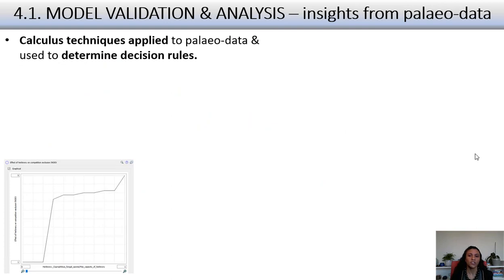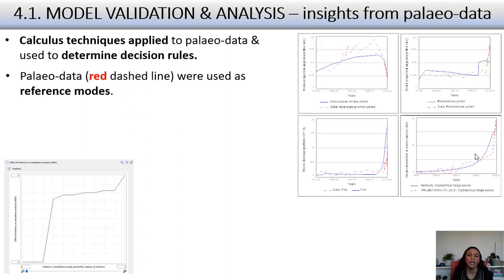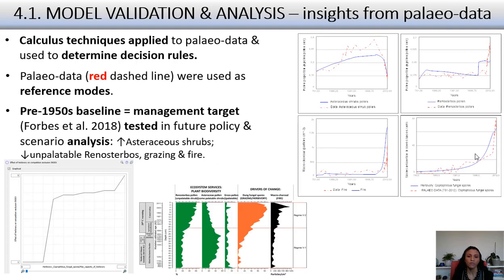Okay, so just to let you know, the paleo data was used at various points of the model development, and I used various calculus techniques applied to the paleo data to determine decision rules in the model. The paleo data was also used as reference modes in the model, as well as identifying a more appropriate baseline that we could test during model analysis, which would be increasing the Asteraceae shrubs and decreasing the unpalatable Renosterwald, as well as decreasing grazing and fire.